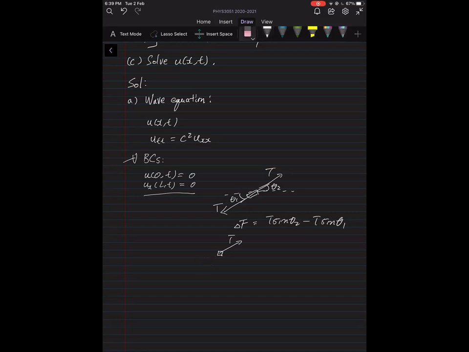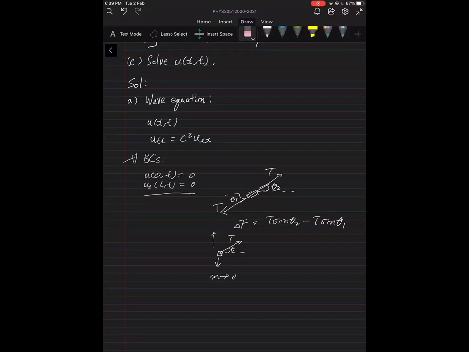So if at this end the string is not horizontal, then it will produce some net force upward without any force to balance it. And because for this differential element, its mass tends to 0, if you have a net force here at some angle, then it will accelerate this element. Then this element will have an infinite acceleration.